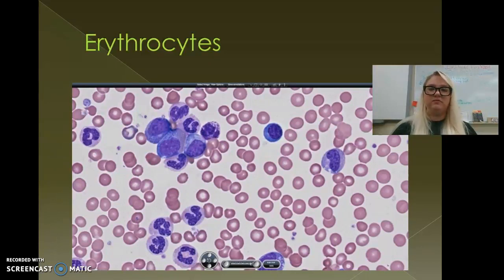So the purpose of an erythrocyte is to carry oxygen and nutrients around your entire body. It's literally your body's transportation system. Things enter the bloodstream and travel on erythrocytes, and then they can get off.